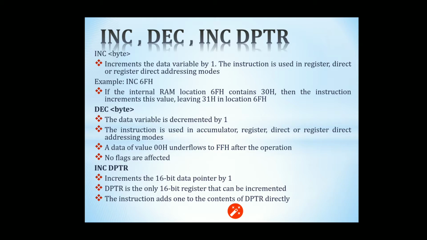Next, decrement byte. The data variable is decremented by 1. The instruction is used in accumulator, register or direct addressing mode. The data of value 00H underflows to FFH after the operation. In this instruction, no flags are affected.